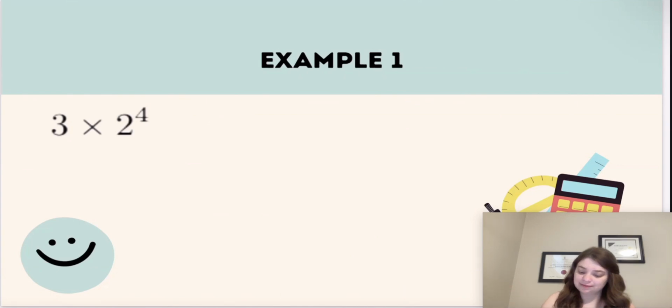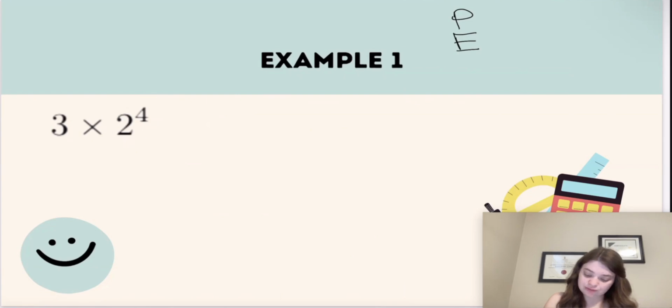Recall that P is the first thing in PEMDAS and stands for parentheses. In this case, we don't have any parentheses, so we can skip that one for this question. Then we have E, which stands for exponents, and we do have an exponent. 2 to the power 4 is an exponent, and so therefore we must evaluate that exponent before we do the multiplication, because multiplication doesn't come until the next one.